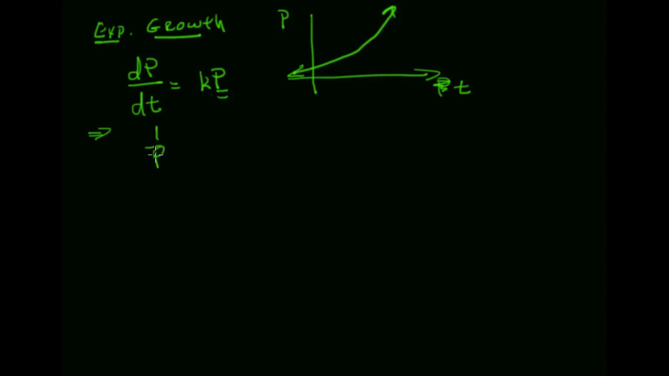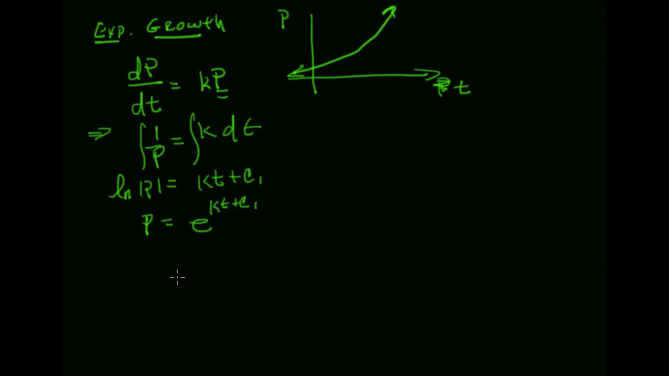Okay, so we take 1 over p dp equal to k times dt. And we take the integral of that. So this gets me the natural log of the absolute value of p is equal to kt plus some c1. Now, I can ignore that absolute value because the population can't be negative, so that's pretty clearly going to be a positive value. So let's take e of both sides, and that's e to the kt plus c1. I can break that into a product, e to the kt times e to the c1.